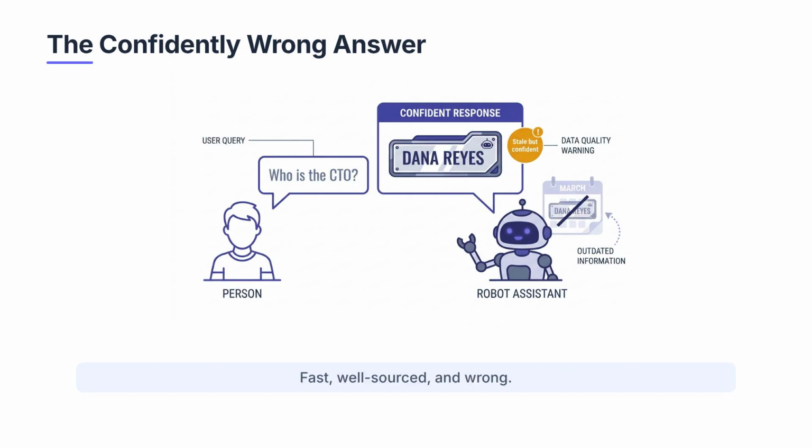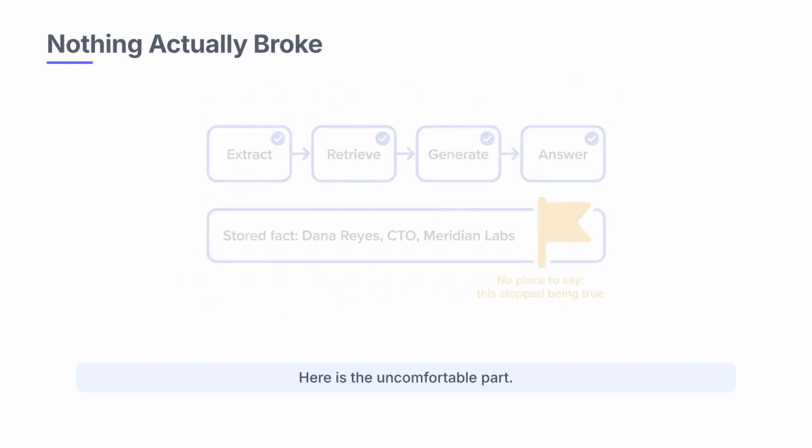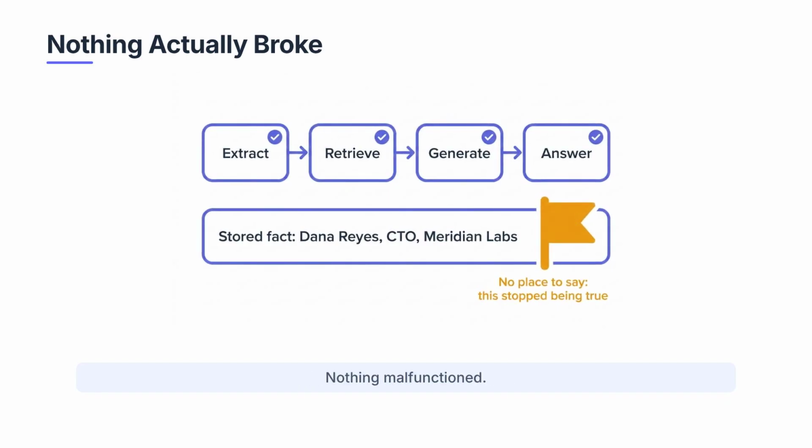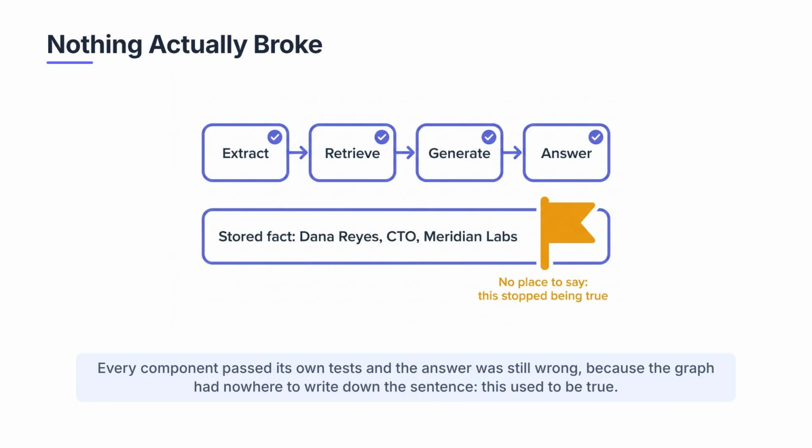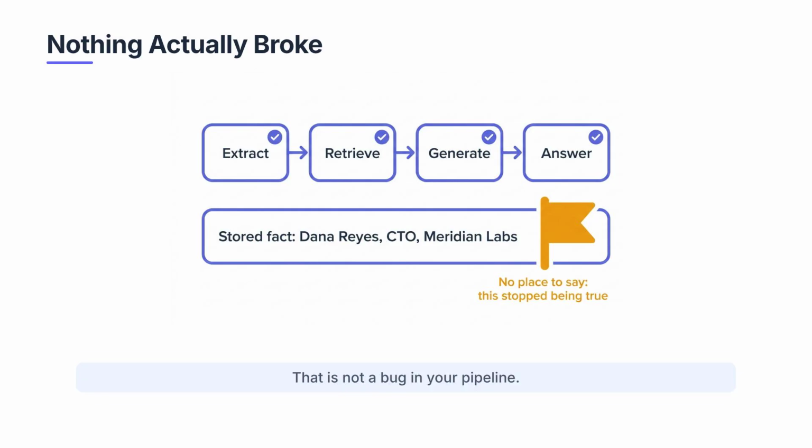Fast, well-sourced, and wrong. Here is the uncomfortable part. Nothing malfunctioned. The extractor extracted correctly. The retriever retrieved exactly the right edge. The generator faithfully reported what that edge said, and the citation points at a real document that really did say it in February. Every component passed its own tests, and the answer was still wrong, because the graph had nowhere to write down the sentence, "This used to be true." That is not a bug in your pipeline. It is a missing feature in your data model.